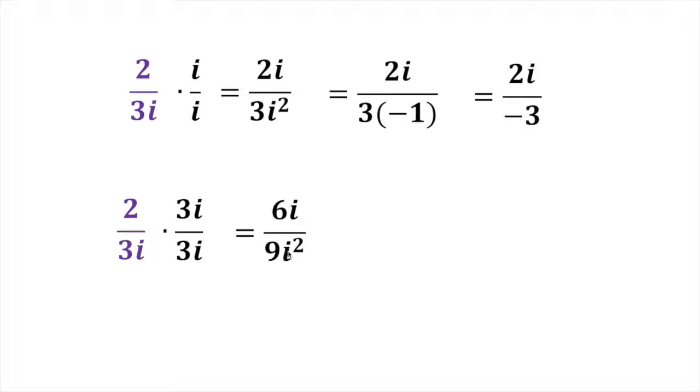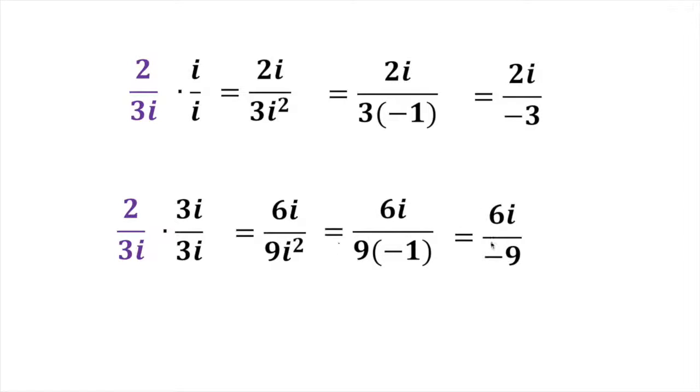Similar to what we did up here, i squared is negative 1. That's going to give me 6i over negative 9. Well, now we have to reduce, and this is the reason why I don't like this one, because later we're going to have to reduce. So now I have to reduce. 6 and 9 is the same thing as 2/3.